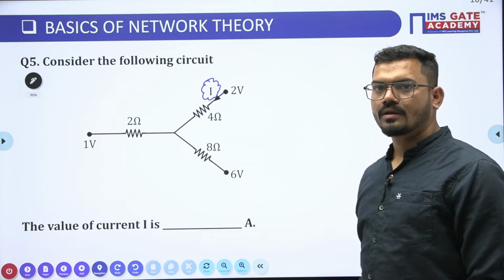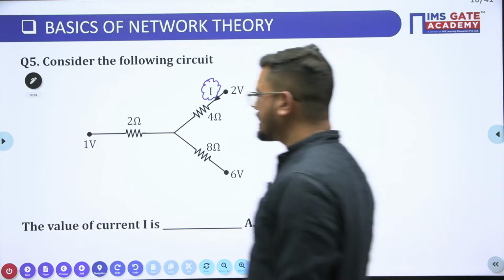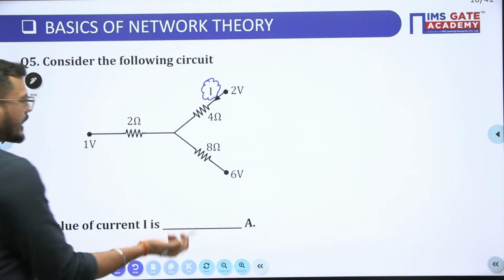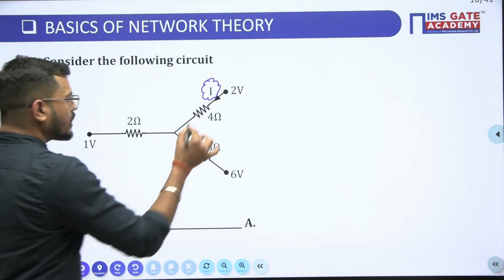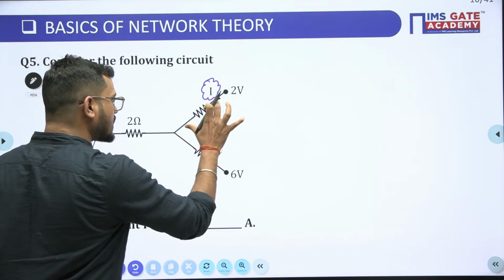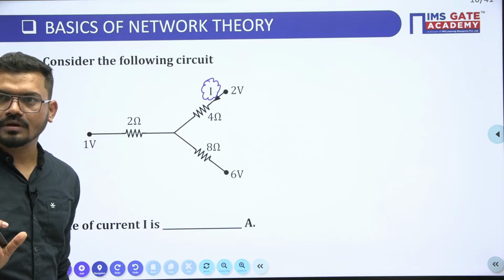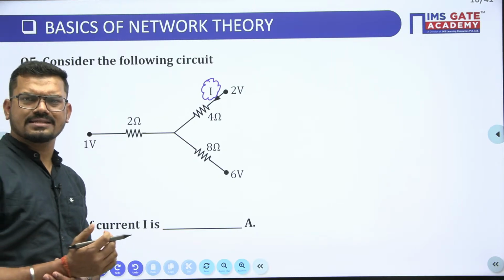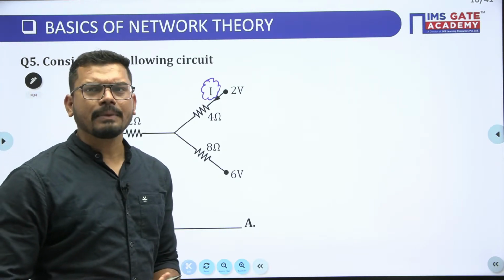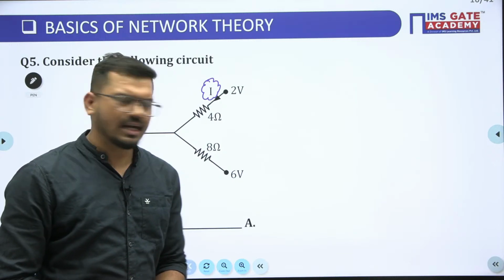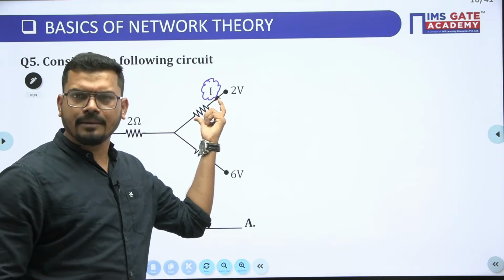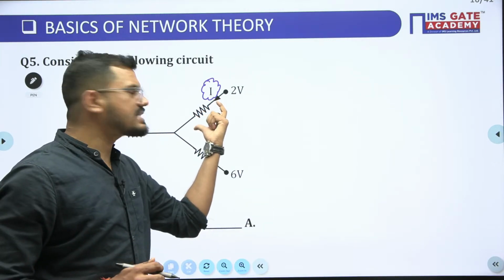Okay, so let us see, guys. As we know, the current is nothing but the voltage drop across this resistance divided by this resistance only. Is it clear now? No need to do star to delta conversion here, Rohit. We just have to calculate this current only.